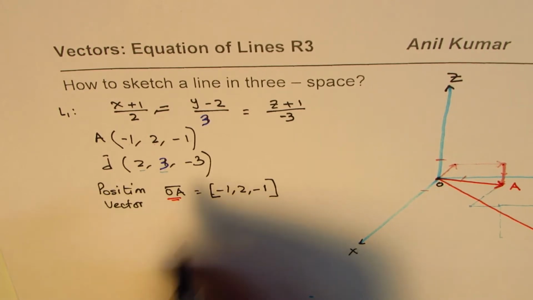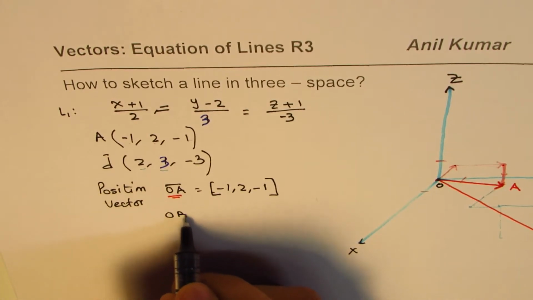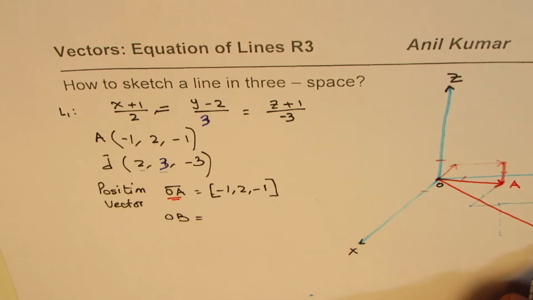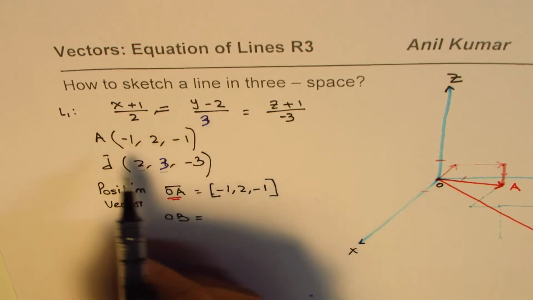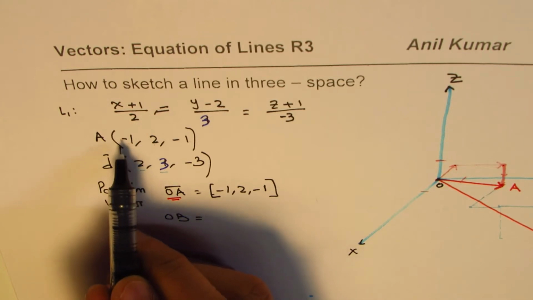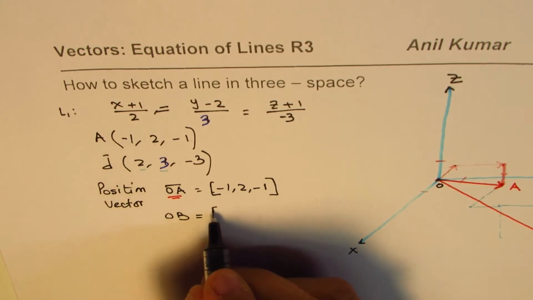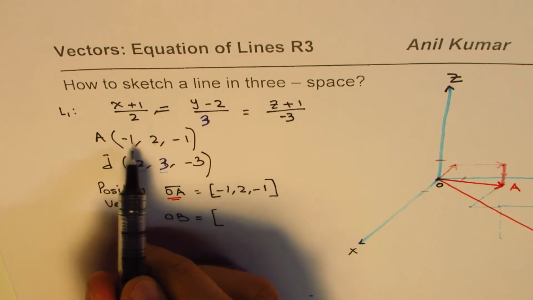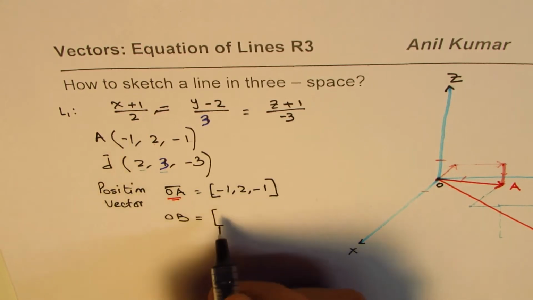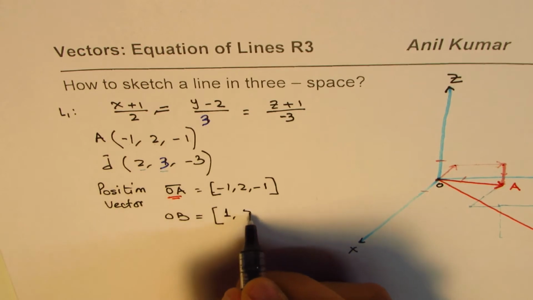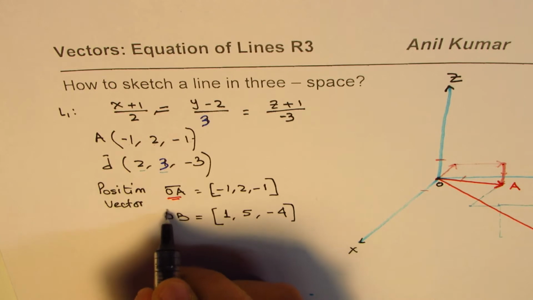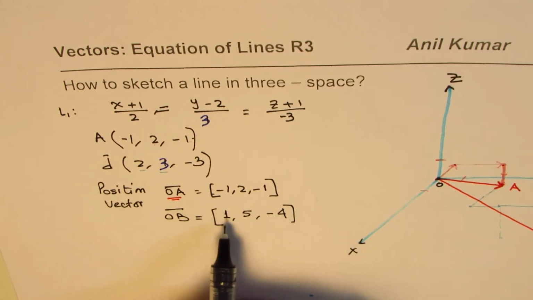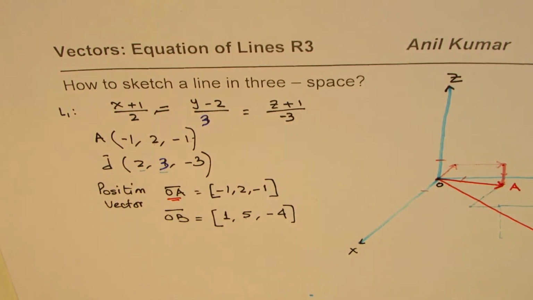So let me write down. OB is equal to that point. So what we did really was that we added our direction to this point, right? So from minus 1, you add 2. So what do you get? If you add to minus 1 this 2, then you get 1. 2 plus 3 is 5. And minus 1 minus 3 is minus 4, right? So the coordinates of position vector OB will actually be 1, 5, minus 4.